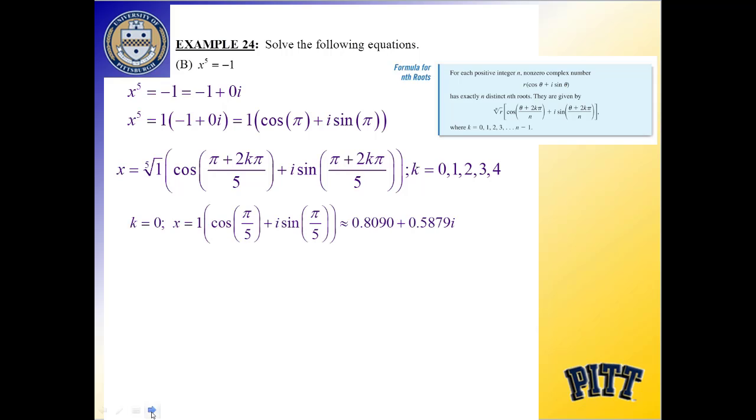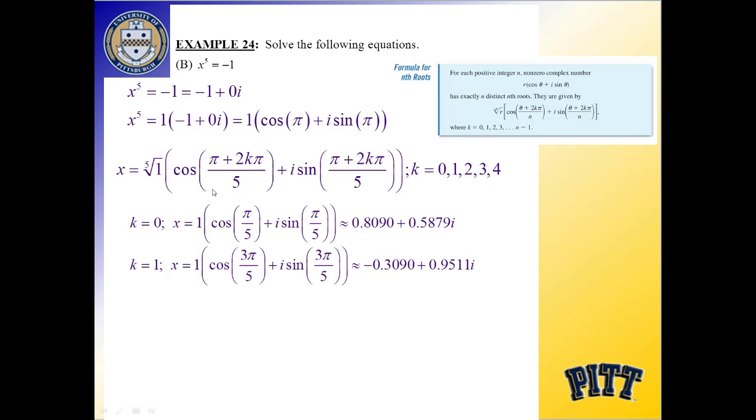So if k equals 0, then I'm going to have x equaling 1 times the cosine of pi over 5 plus i times the sine of pi over 5, which is approximately equal to 0.8090 plus 0.5879i. Pi over 5 is not one of my special angles, so if I want to get anywhere close to being done with it, I am going to approximate the values. I can then let k equal 1. So if I look up here, pi plus 2 times pi would be 3 pi. I'd end up with a 3 pi over 5.